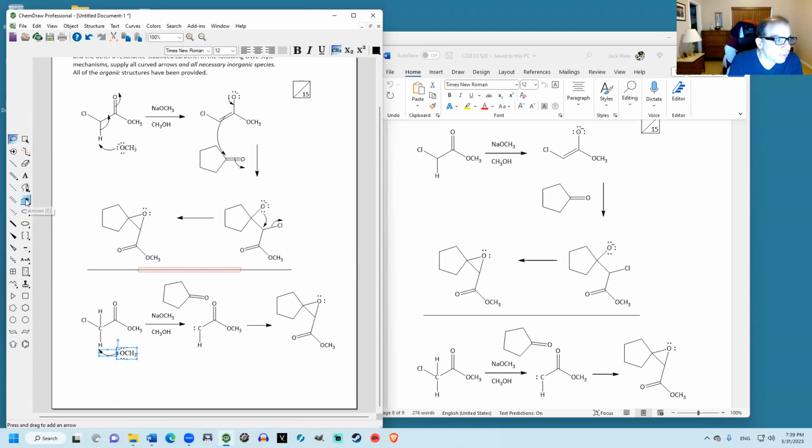So the methoxide pulls that proton off. This time the electrons go onto carbon, and we lose the chloride ion. So that carbon both gains and loses an electron pair. And you get a bizarre species known as a carbene. There's only 6 electrons around carbon. It's a neutral electron deficient carbon.